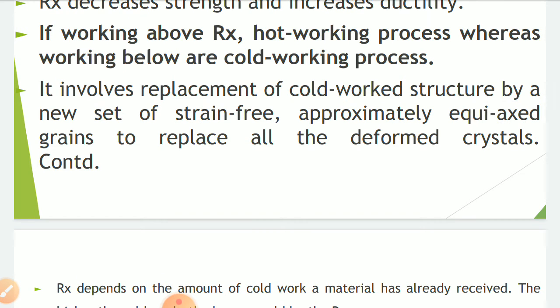Now there are some different points, like obviously it involves the new structure, strain-free structures, because during the cold working, the grain structure of the material will change. So if you heat the cold worked material up to recrystallization temperature, then it will become strain free. So this is another criteria on which we can define the recrystallization temperature.